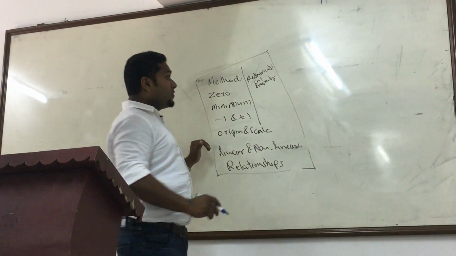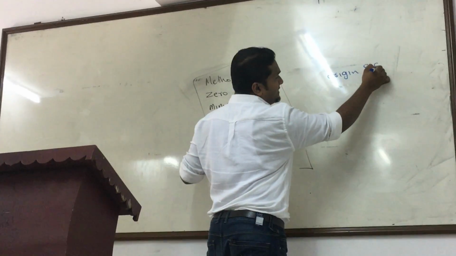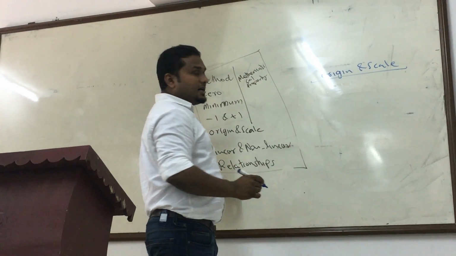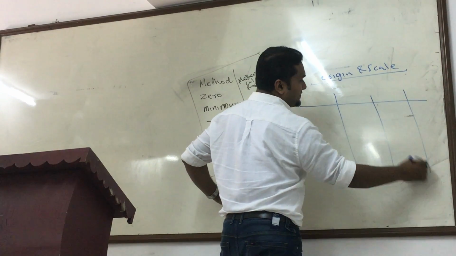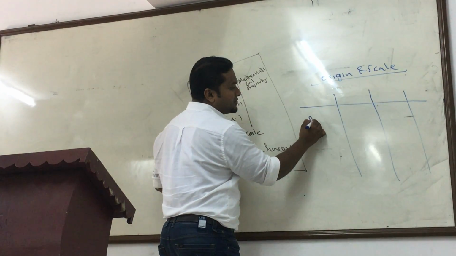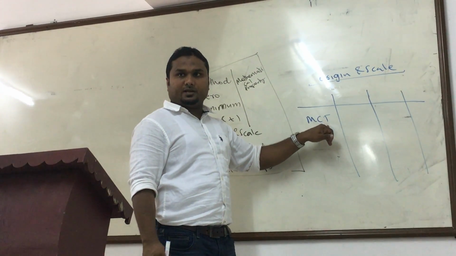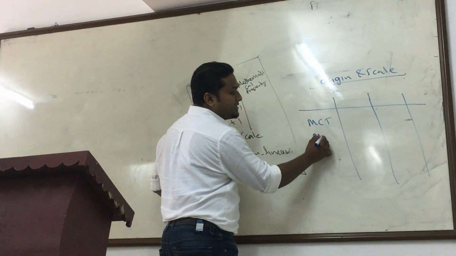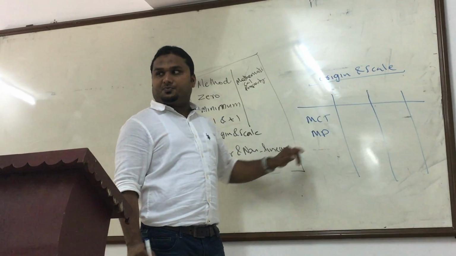Next we are going for origin and scale. What is that? Origin and scale. This is one of the common questions. Now for us there are different measures. I am going to classify the measures. One is measures of central tendency: mean, median, mode, geometric mean and harmonic mean. Next, measures of dispersion: range, quartile deviation, mean deviation and standard deviation.